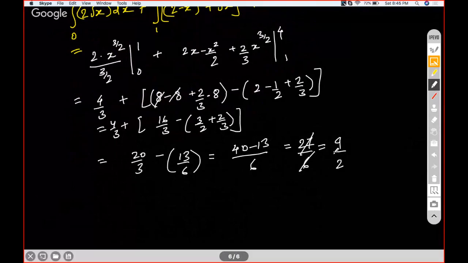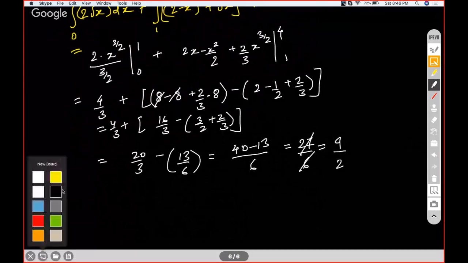Is that fine, Shreya and Aditya? Yes, sir. Okay, try one more, because this is there in your CBSE board as well. You have to do it sooner or later.